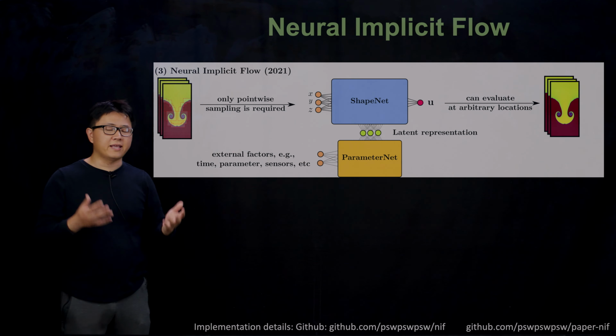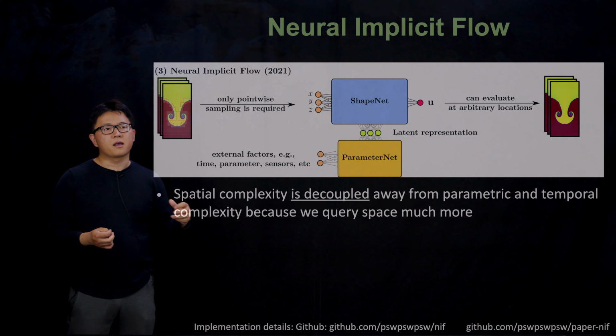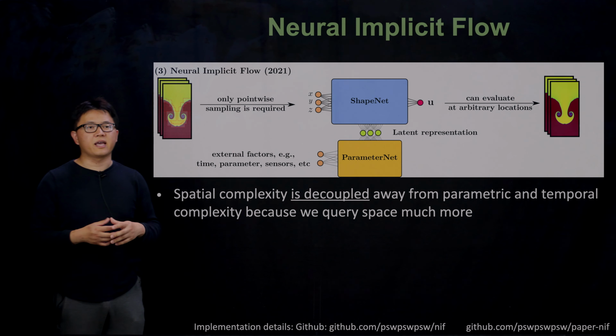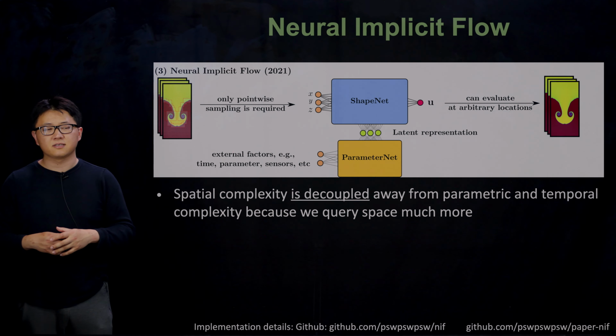Okay, so the first thing I want to note is that spatial complexity here is actually decoupled from parametric and temporal complexity. The reason is that we query space much more than time and parameters. In this way, we can save a lot of computational resources, because we can design a pretty small ShapeNet but a complex parameter net. In this way, we can query the flow field really, really fast.